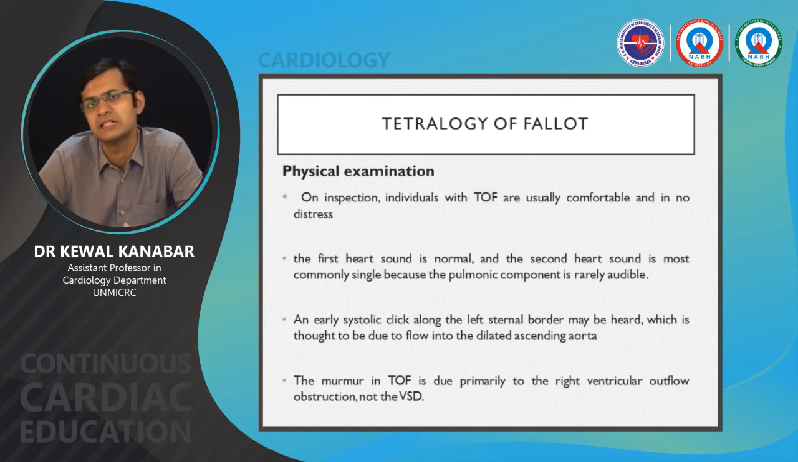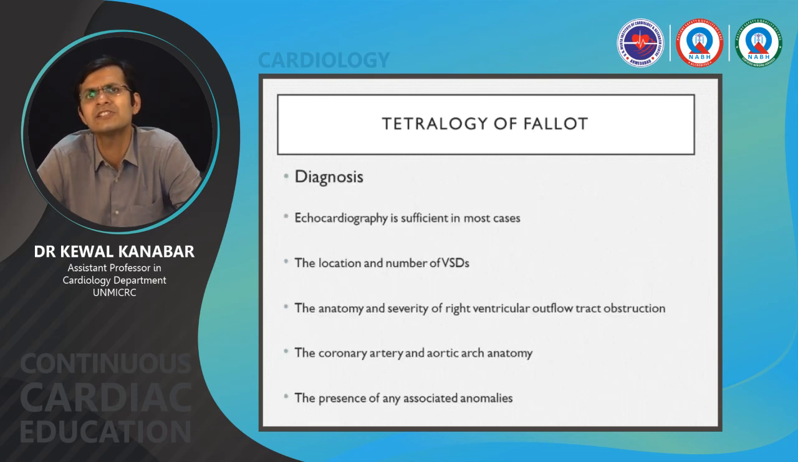Unlike in patients with severe PS without a VSD, where the intensity of the murmur correlates with the severity of the stenosis, in TOF, the more severe the stenosis, the lower the murmur. And that is why patients who are in spells have absence of murmur. The diagnosis is usually made on the basis of clinical examination and echocardiography.